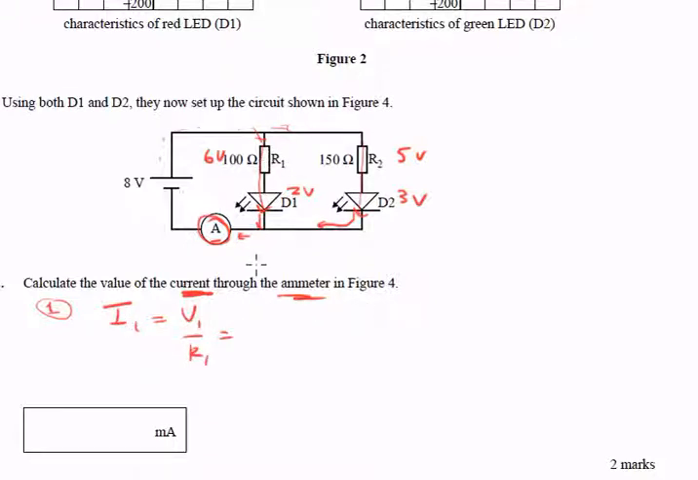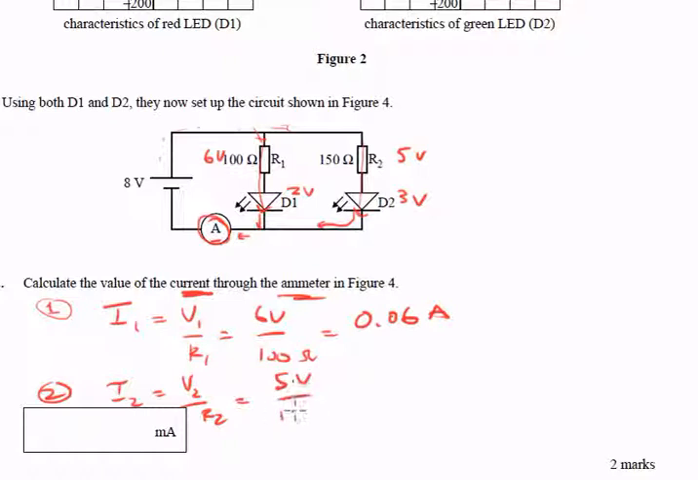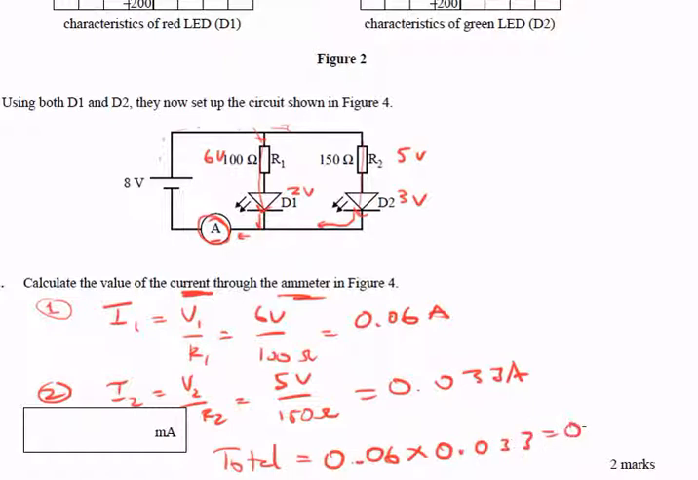So I1, because I'm looking at number 1, is 6 volts divided by 100 ohms, which is 0.06 amps. In my second arm I do the same thing. I'm going to use I2 equals V2 over R2, and that is 5 volts over 150 ohms, and that's 0.033 amps. And so the total is those two, because they join here, added together. 0.06 plus 0.033 equals 0.093 amps.